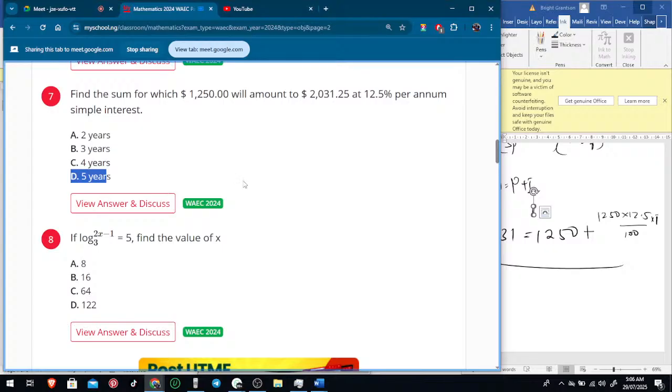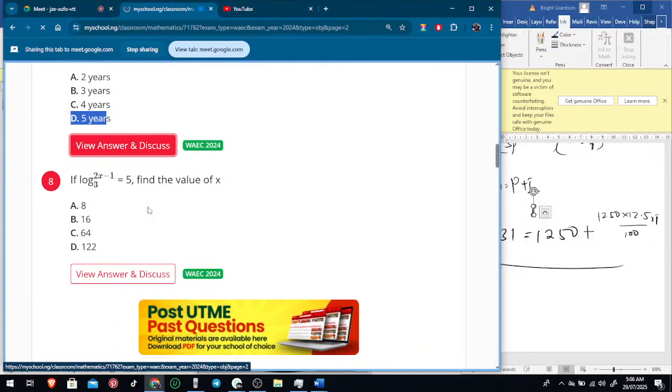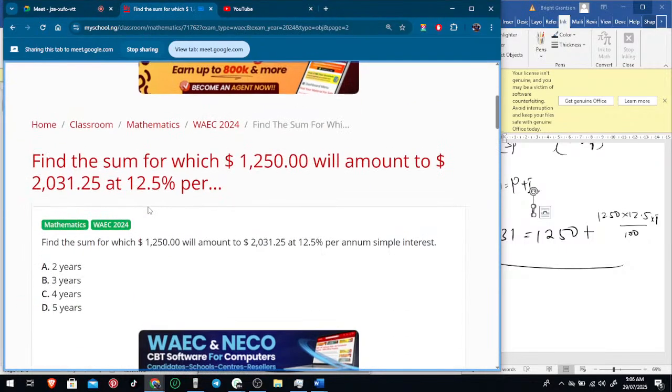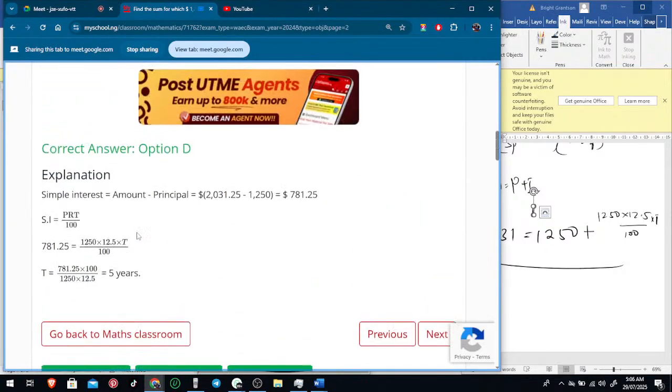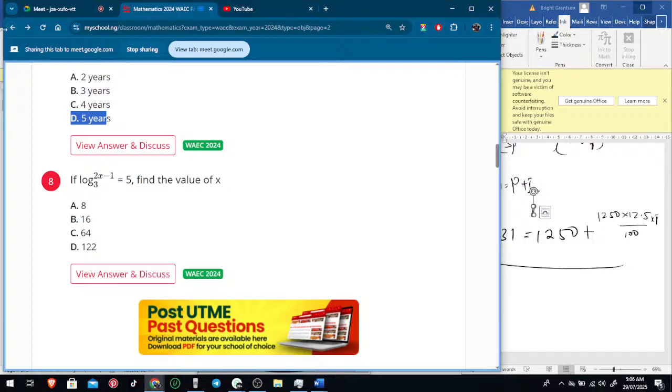Can we view the answers? D. So that's it. Simple interest is amount minus principal. After you did the amount minus principal, you found the interest and then you equated the interest to everything. So 5 years.